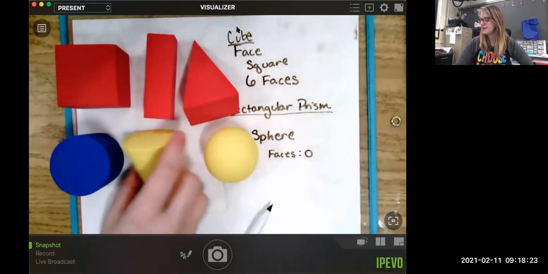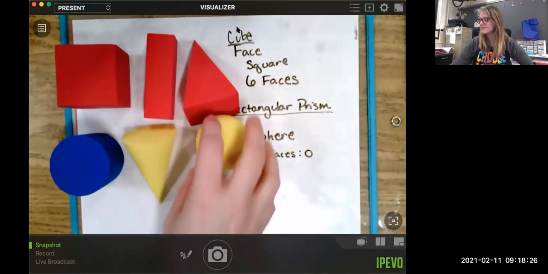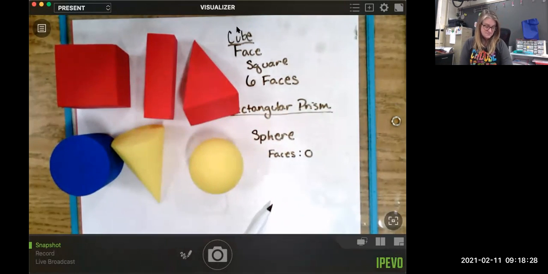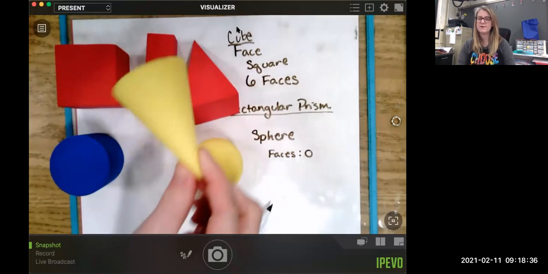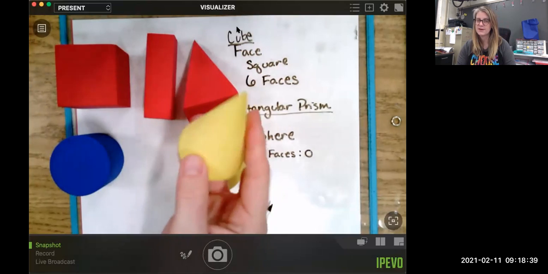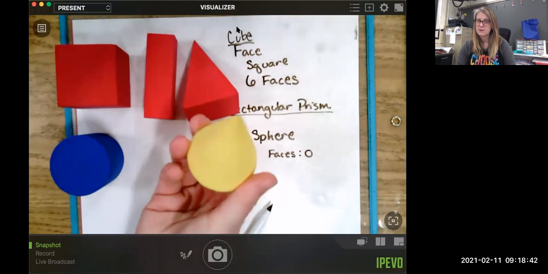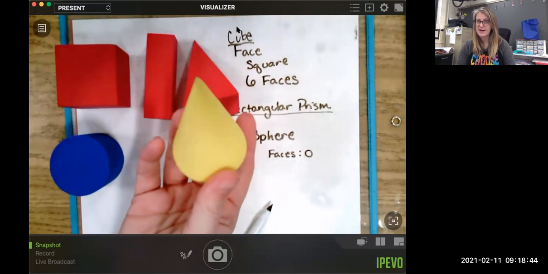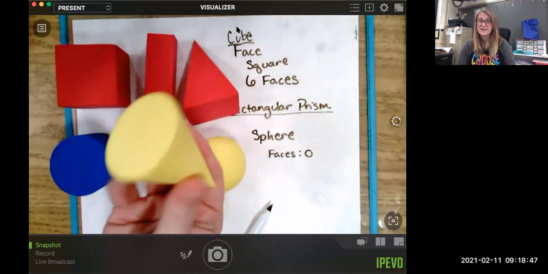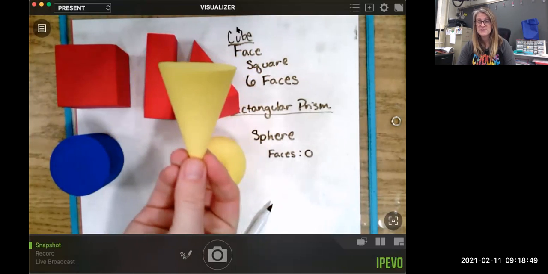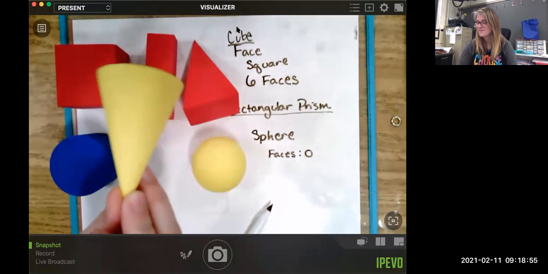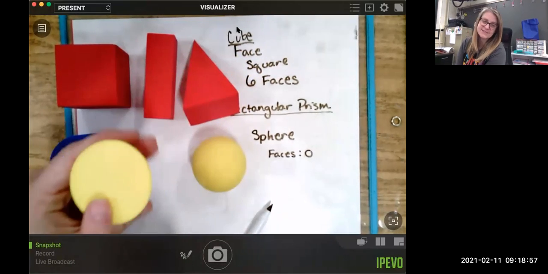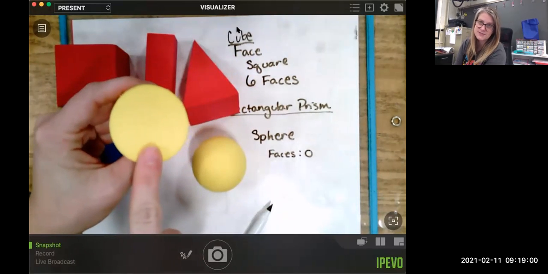Look at your shapes and figure out which one only has 1 face. This shape right here only has 1 face. What does this shape look like? I think this shape looks like a party hat, personally. You might think that it looks like an ice cream cone. And this shape is called a cone. Our cone has 1 face, and that face is a circle.